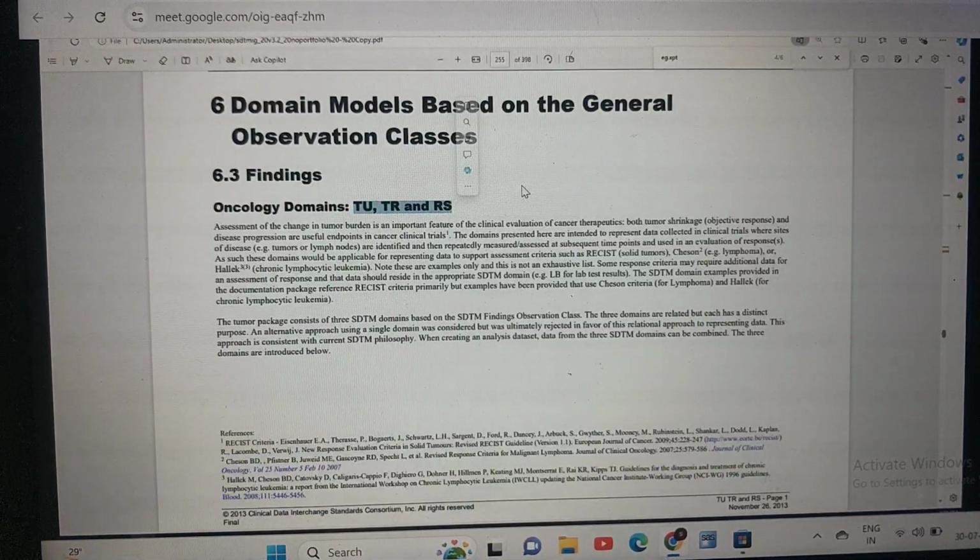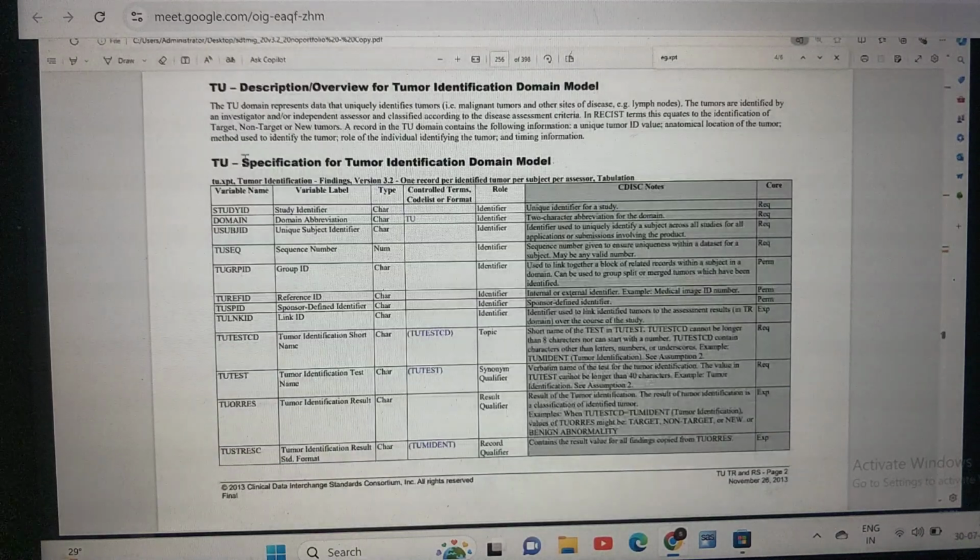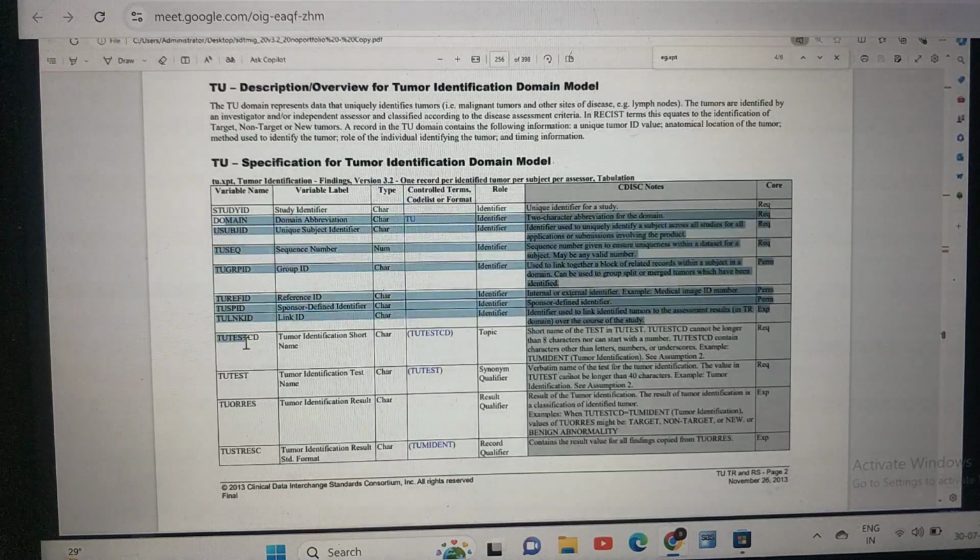Oncology therapeutic area will have these three tumor related domains: tumor identification, tumor results, and disease response. These are the three domains which we are going to create only for oncology. These will not be created in the regular domains, so that we can see them in one class. The variable naming convention would be the same as what we have seen.